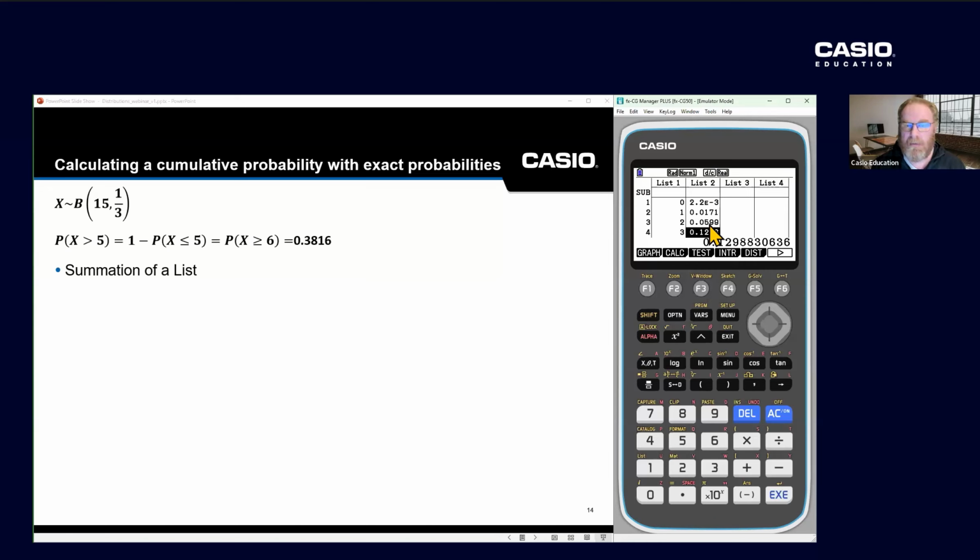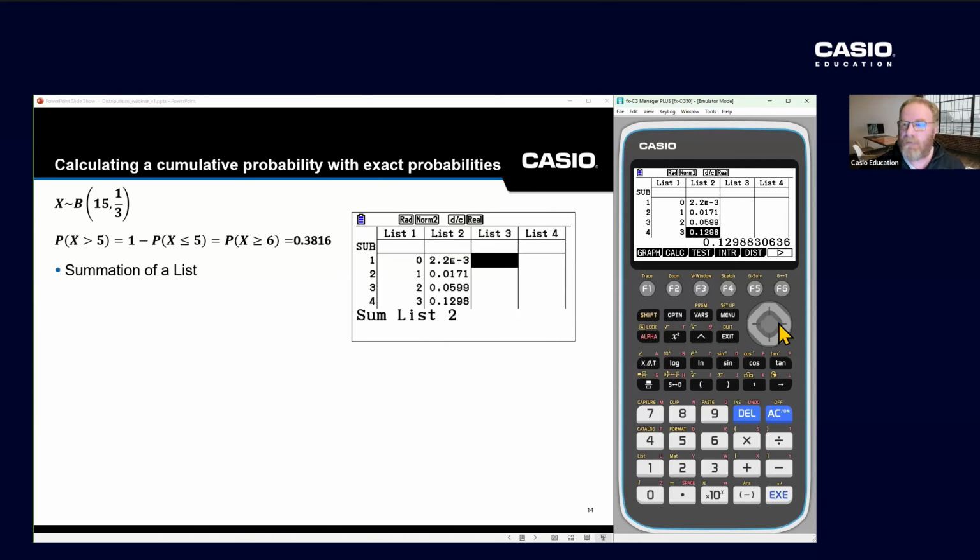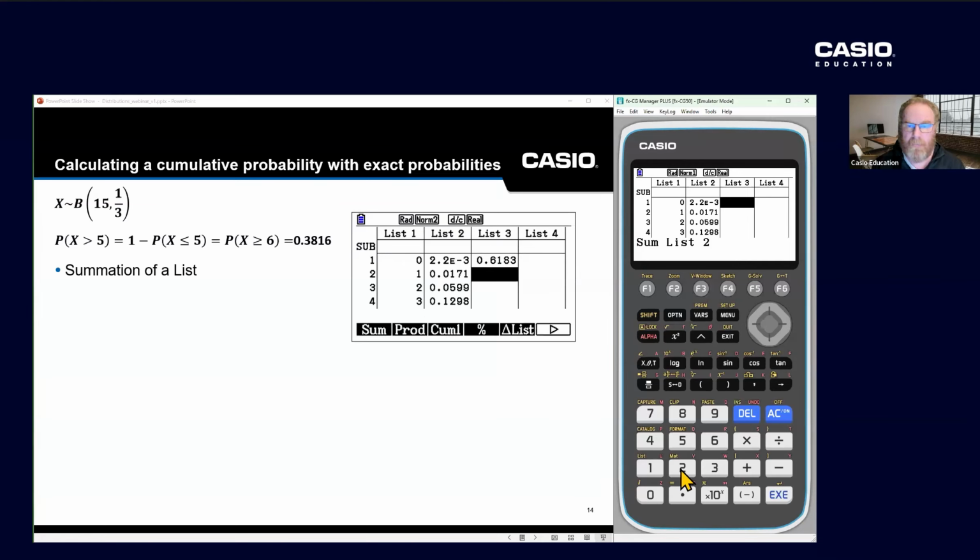So list 2 is actually all the values of x from 0 to 5. So it would be quite nice if we summed that. That's why I chose to go to x is 5. So if I just go to list 3, I can then use the list option. So I can sum some values, and I am going to sum list 2. Okay, and that will give me a value in list 3, which is actually the sum of all the individual probabilities, x equals 0, x equals 1, x equals 2, and so on. And you can see it's 0.61.